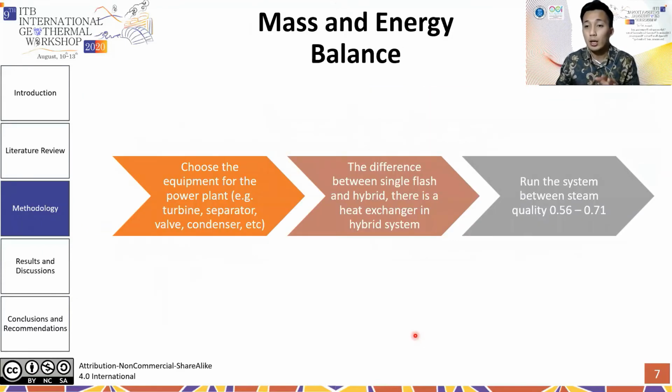And this is the mass and energy balance. This work uses Aspen HYSYS to model the system. The first one is just the equipment for the power plant, for example, turbine, separator, valve, and the condenser. In this model, the difference between single phase and hybrid is that there is a heat exchanger in a hybrid system, and then we run the system with steam quality from 0.56 to 0.71.